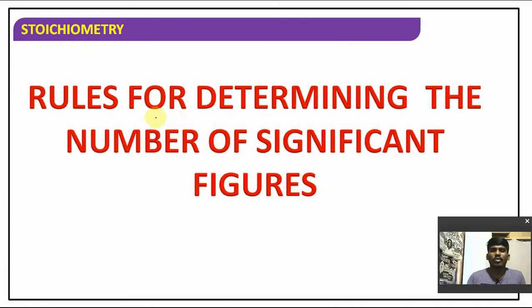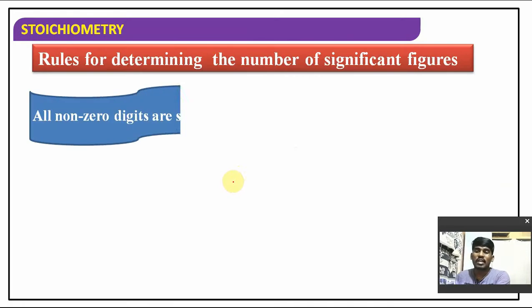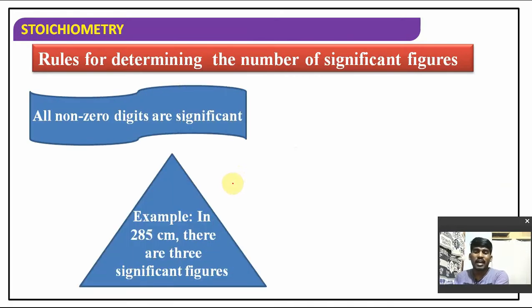We are going to discuss the rules for determining the number of significant figures. Suppose you get any experimental value, how many significant figures are there in that value is very important to calculate. How do you determine how many significant figures are there in a particular value? Those rules we are going to discuss now.